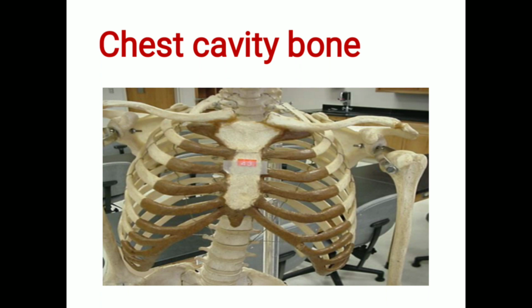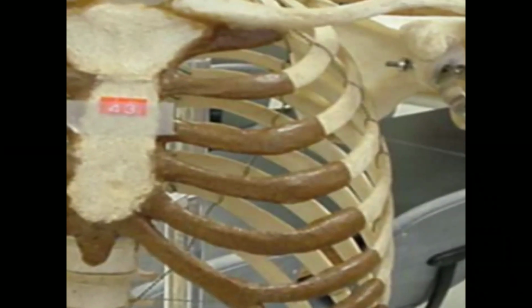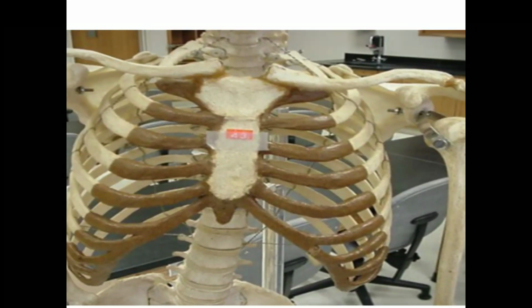Next is coming to the chest cavity bones, thoracic cavity bones. The central midline will have the sternum bone. Then there will be the costal cartilage. This is the cartilage and we have 12 pairs of ribs.